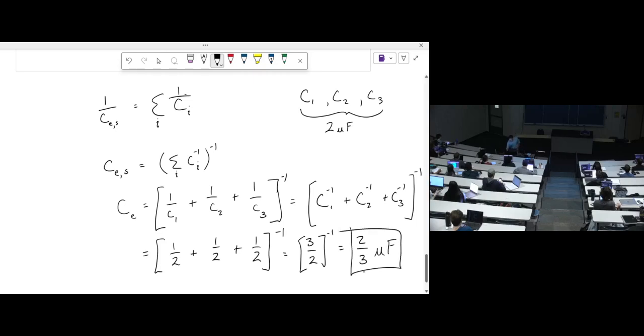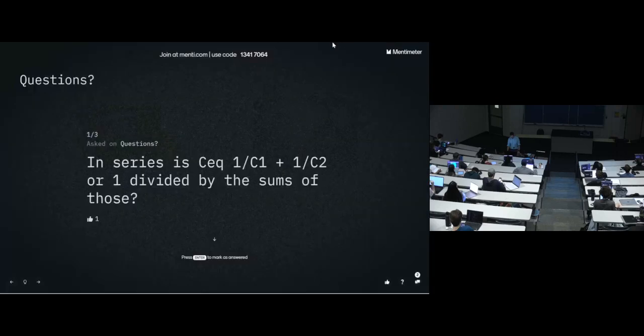so 0.67 microfarads of capacitance. Yes. Hopefully that answers your question. If it doesn't, come talk to me after class.